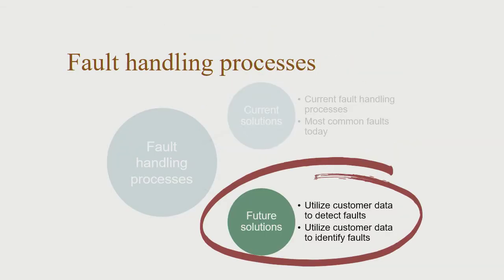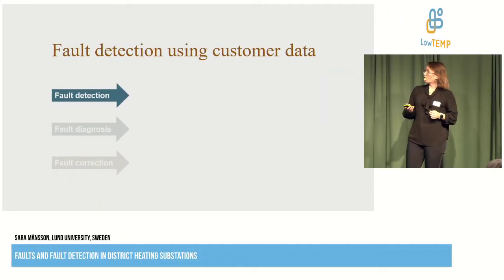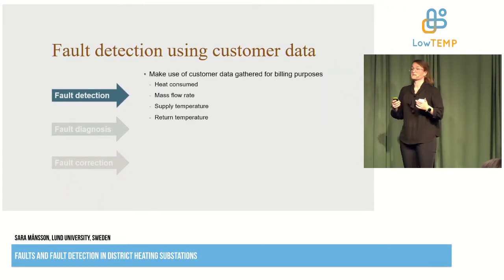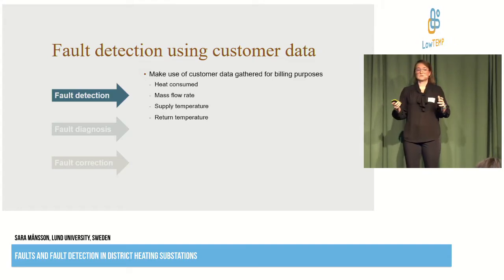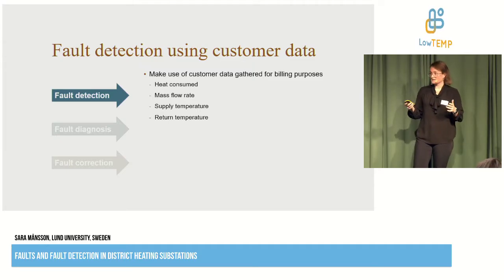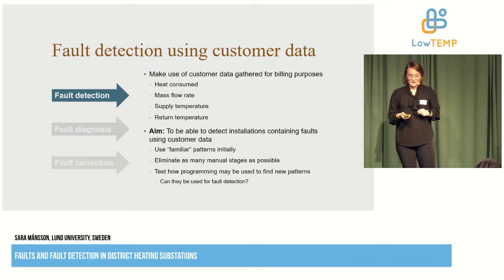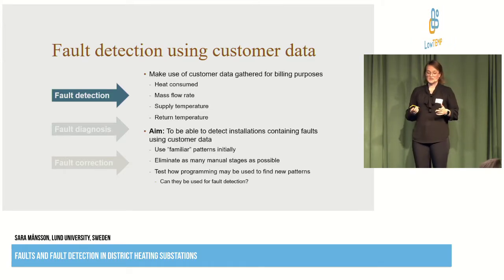Okay, let's continue on to the future solutions then. Within my project, if we look at the fault detection step, we are currently working with the data that is gathered for billing purposes. That is those 4 values, because we want to see how far we can actually get by only using these values before adding extra measurement points. And so the aim here is to be able to detect installations containing faults using the customer data.